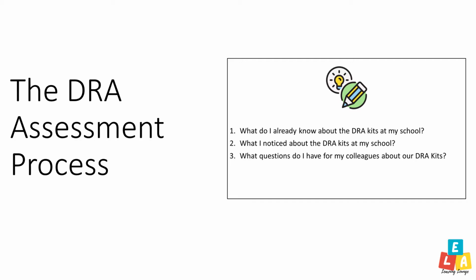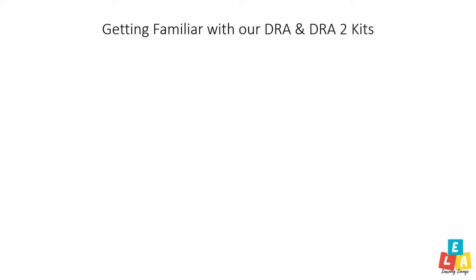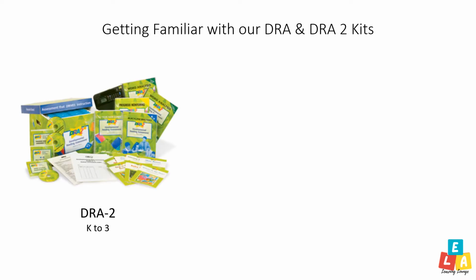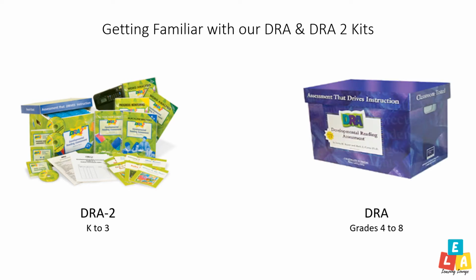Let's now take a closer look at the administration process of the DRA. Everything we will need to administer the DRA can be found inside our school's DRA kits. At CQSB, the majority of our schools are still using the DRA 2 kits to assess students in grades 1 to 3, and the DRA kits to assess students in grades 4 to 6. It is important that we take time to go through our school's kits to become familiar with all the material that we will be using for our assessments.